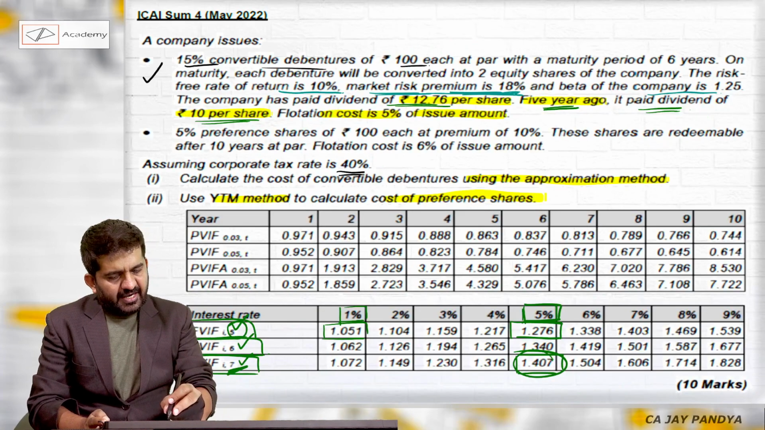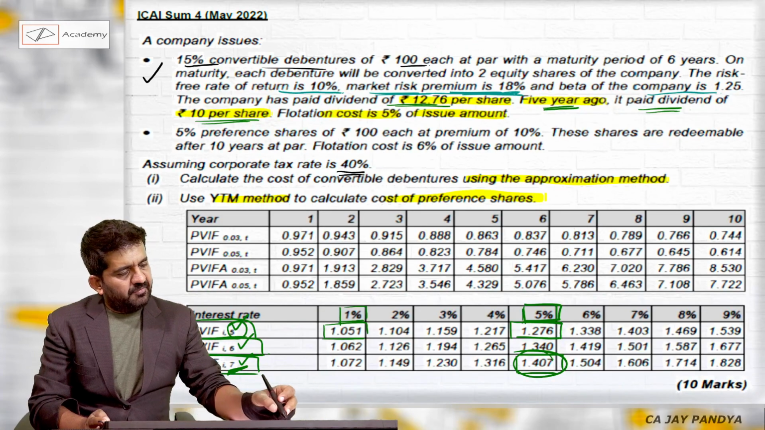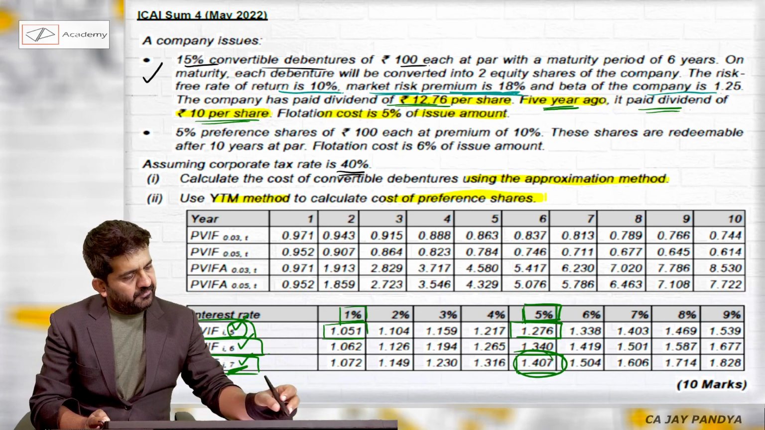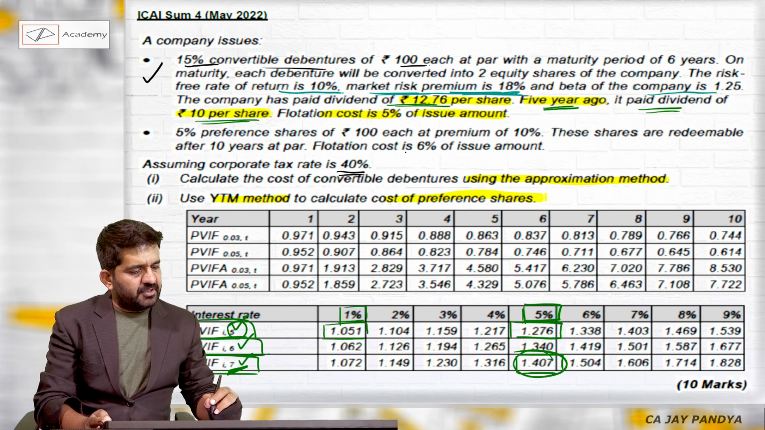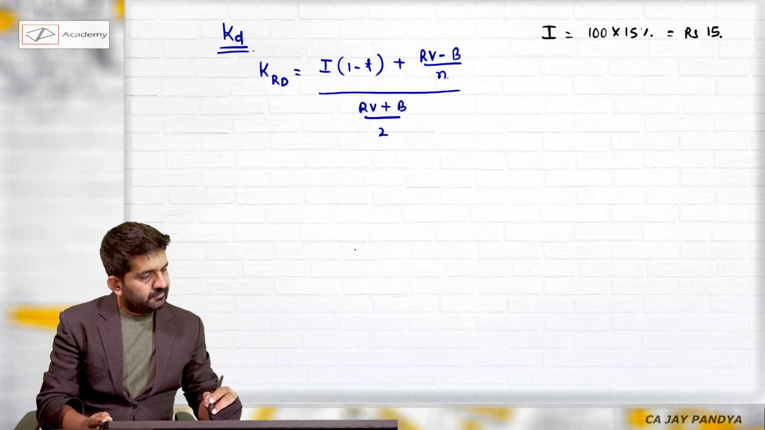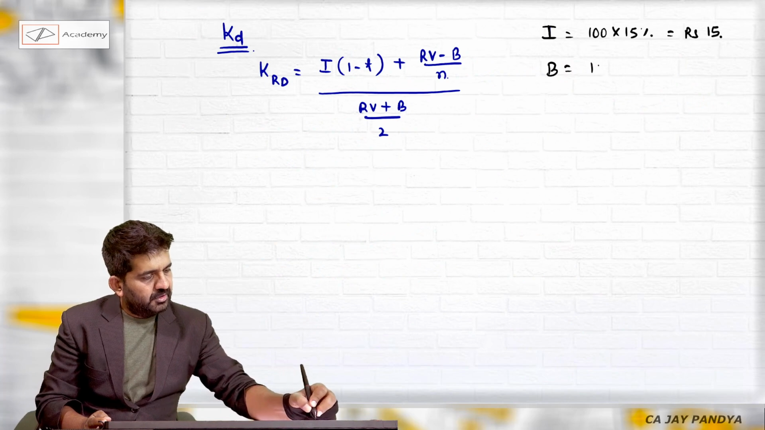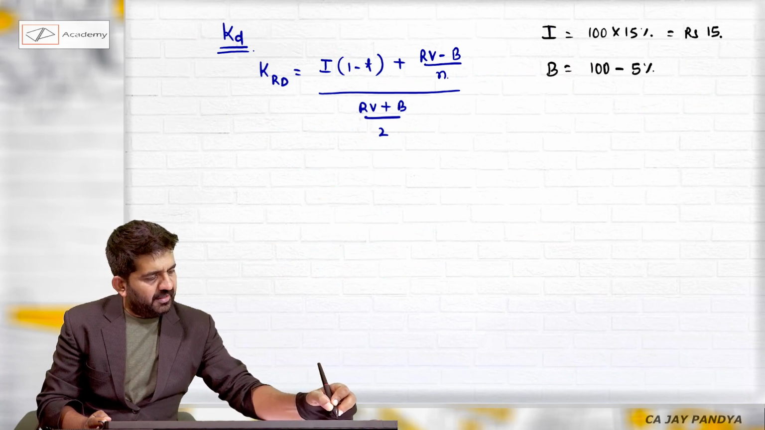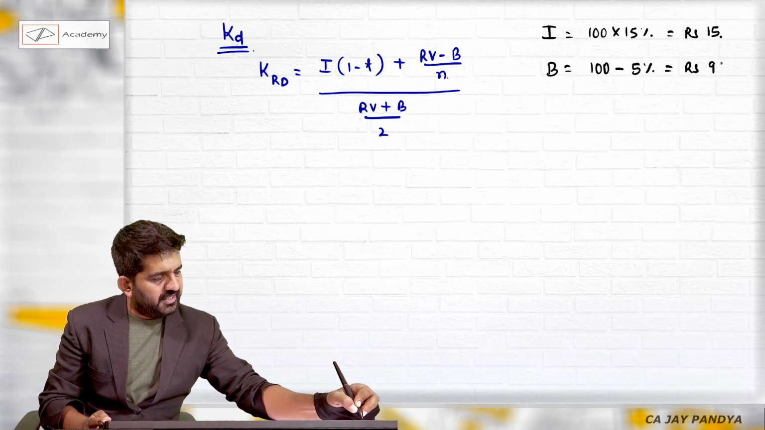6 years, N is 6 years. Each debenture will be converted into 2 equity shares. The risk-free rate of return is so and so 5 years ago. Flotation cost is 5% of issue amount. So borrowings will change. It is 100 minus 5% flotation cost, which is rupees 95.